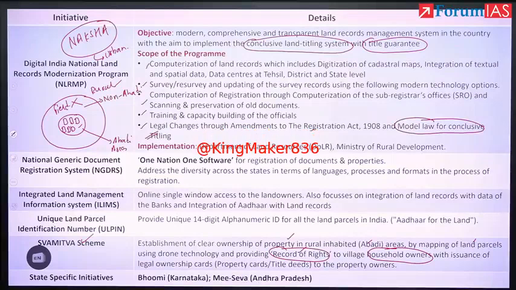It's not conclusive titling. Here we are only providing for property card, record of rights by the government. It is not conclusive titling. The property card will be issued to the owner in that case.